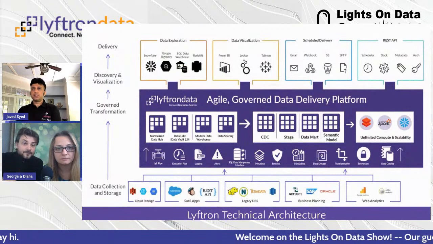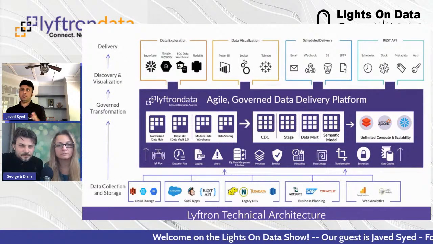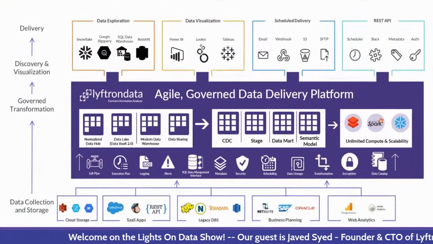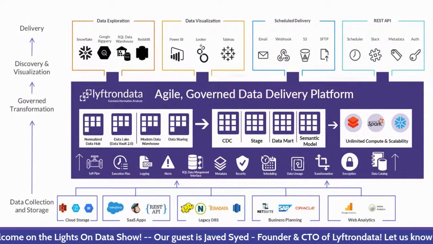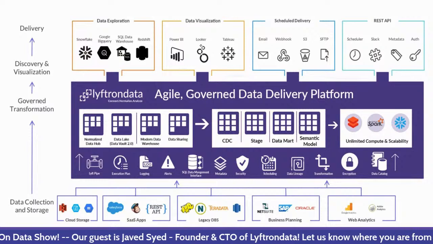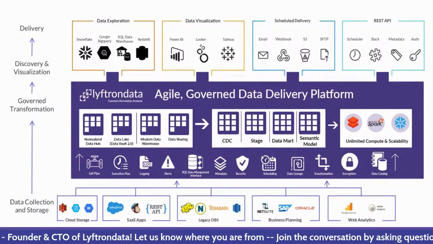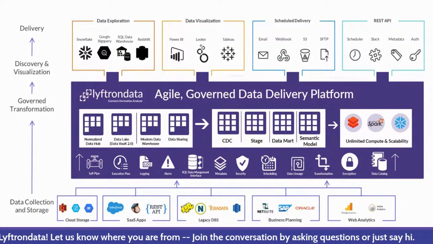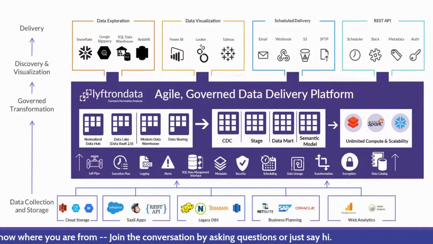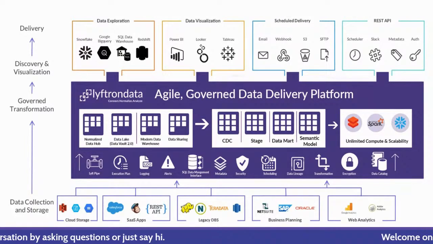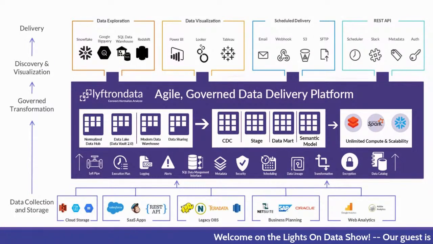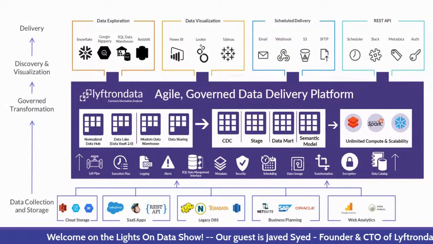So this is a quick sneak peek of how Liftron data will fit in an enterprise culture and how it's a good match with how you're using your Snowflake right now. This slide is moving from bottom to top. At the bottom, we have data coming from cloud storage, your SaaS applications, legacy databases, business line ERPs, as well as from web analytics. In between, we are doing governance and transformation. That's where Liftron data will sit, and we are building your hubs, data lakes, your data warehouses, and other mechanisms that are taken care of by Liftron data.